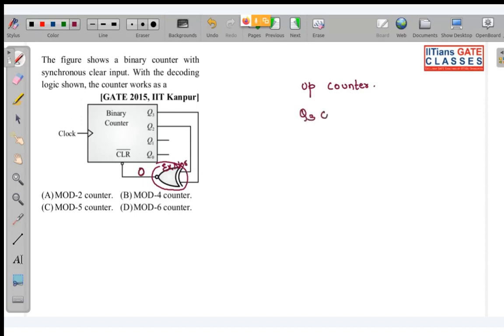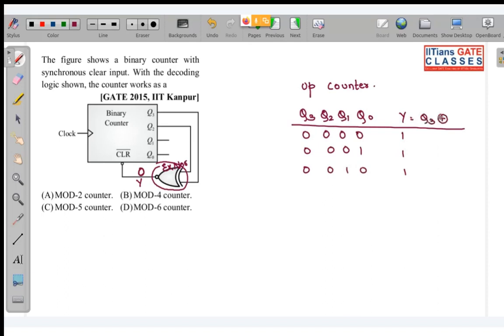So Q3, Q2, Q1, Q0. Okay, so we have this. The counting sequence will be, let us assume this is Y. If this is 0, 0, 0, 0, Y will be 1. Next will be 0, 0, 0, 1, Y will again be 1. Next will be 0, 0, 1, 0, Y will again be 1, because Y is Q3 XNOR Q2. Next counting state is 0, 0, 1, 1. Again you can see this will be 1.